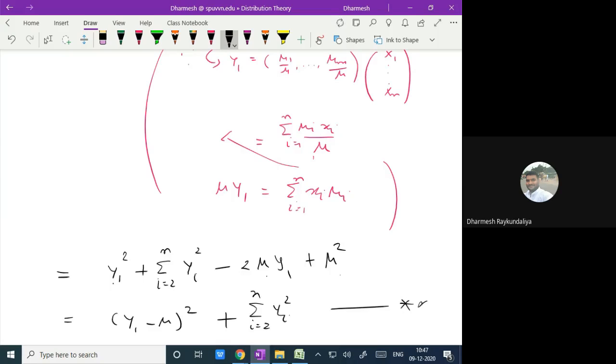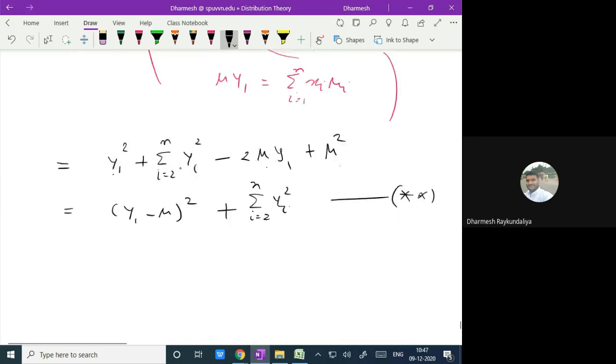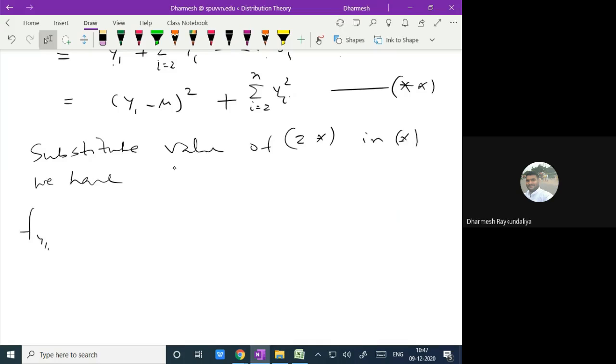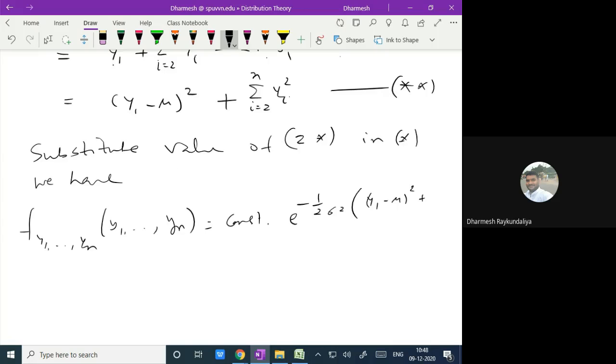Now substitute the value of 2 star in star. We have the joint density of y1, y2, yn is nothing but a constant into e raised to minus 1 by 2 sigma square, and you can write summation xi minus x bar square is equal to y1 minus mu square plus summation i running from 2 to n yi square.